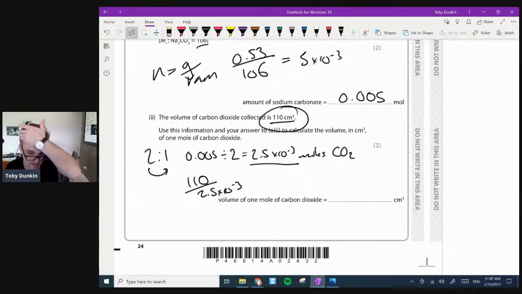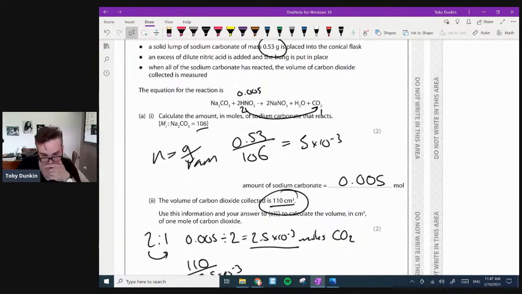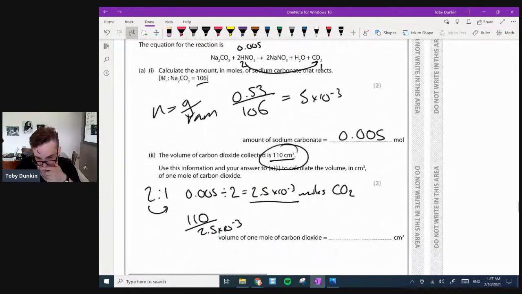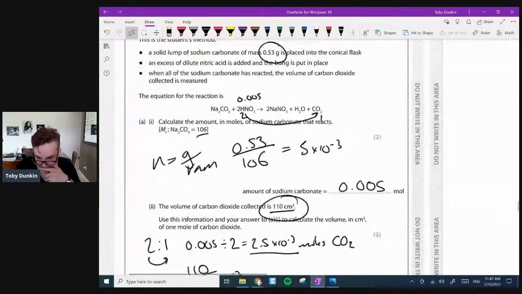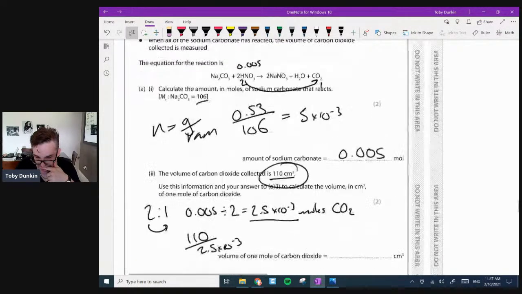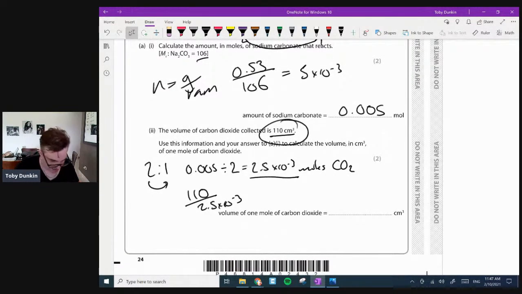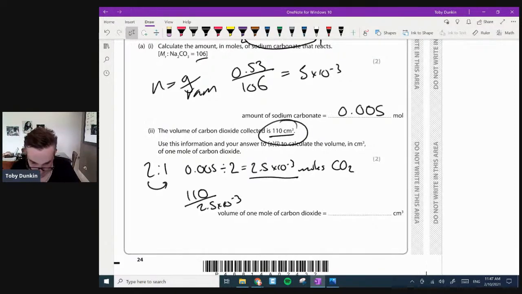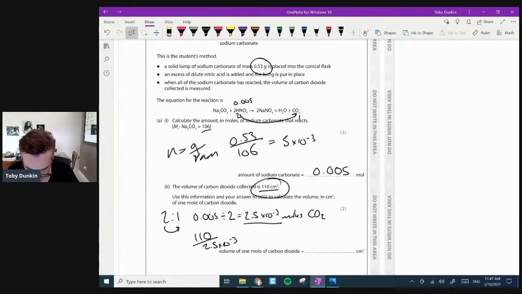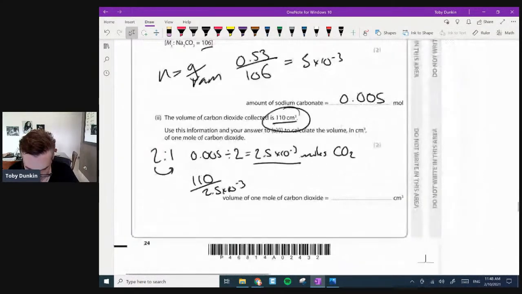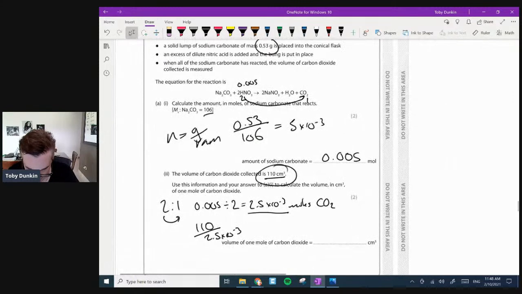The volume of carbon dioxide collected is this. So I've done a trick here. The moles of CO2 produced should be half the number. Why would it not be? Because if you do 110 divided by 0.005, you get 22,000. But why would you get that? It would produce half the amount of CO2. Weird. Very strange. I feel like I'm not doing something right there.